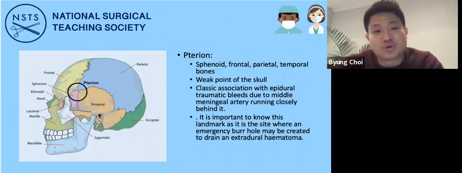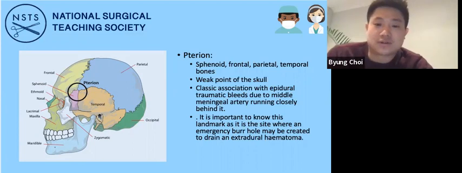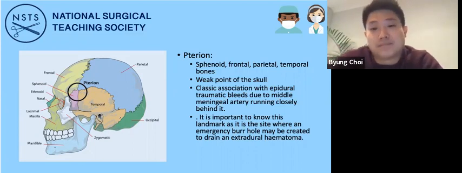And clearly, I'm sure you are all aware that the pterion is the anatomical landmark for the middle meningeal artery, which runs closely behind it. Any trauma to this area, which is a susceptible weak point, may lead to hemorrhage, that then may lead to an extradural hematoma.